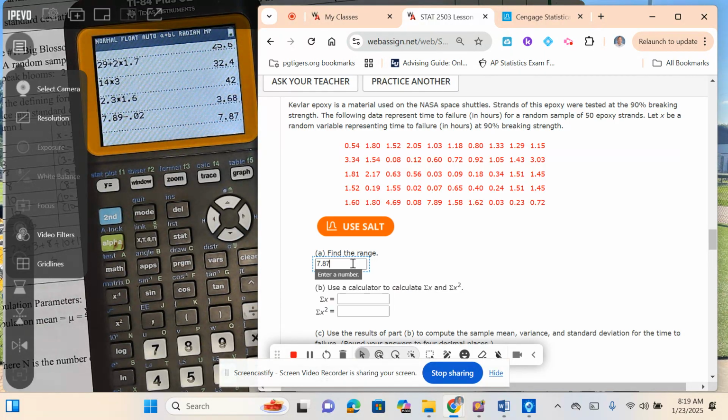Now, this sigma of X represents the sum of all the x values. What does that mean? I promise you it's not as complicated as it sounds. What are all these values added together?